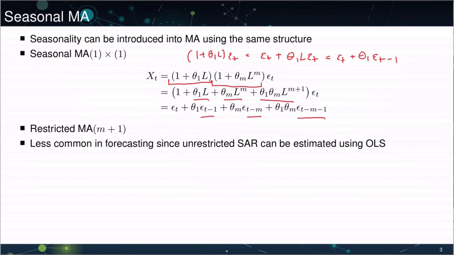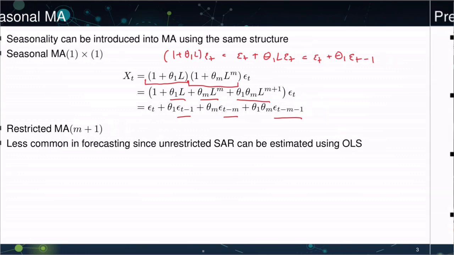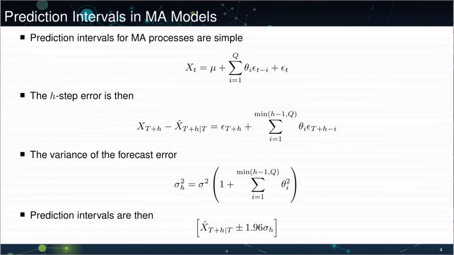It's not particularly common to use seasonal moving averages, or in fact moving averages at all, in forecasting. That's not to say that they should be ex ante ruled out, but the biggest difficulty in using them is that moving averages cannot be estimated by least squares. Prediction intervals in general moving average models are simple to construct.